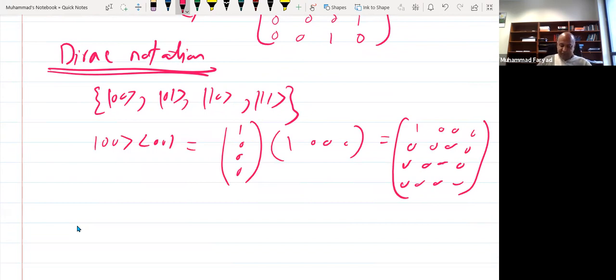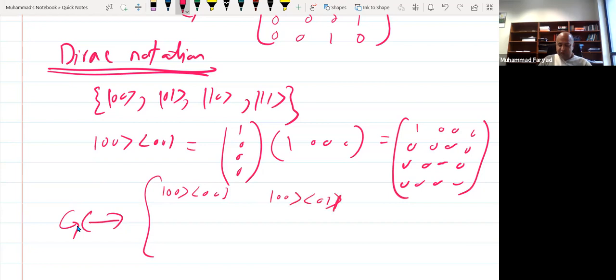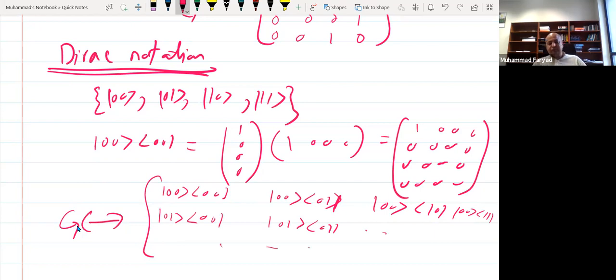And you will see that it has this notation: this element corresponds to |00><00|. The next one corresponds to |00><01|. The next one corresponds to |00><10|. And the last one corresponds to |00><11|. And similarly, this one corresponds to |01><00|. This one corresponds to |01><01|. And you get the idea.